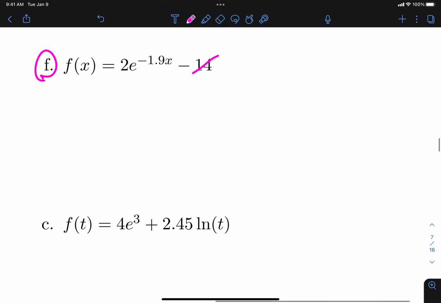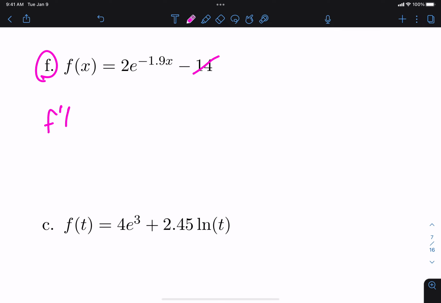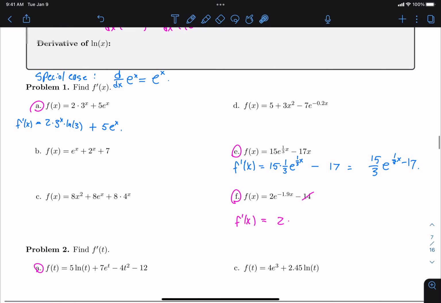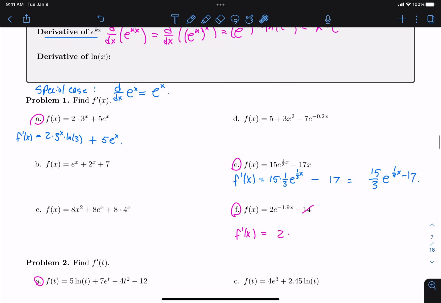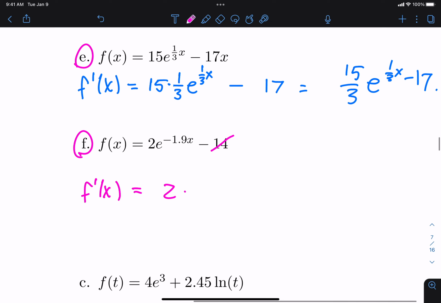We can still get rid of the 14, but then we would say the 2 is going to hang out. The rule for e to the kx says it's k times e to the kx. So you multiply down by whatever is the factor of k, and then you rewrite the exponential. So I'm going to write negative 1.9, and then e to the negative 1.9x. Okay? So we have to identify and be a little bit careful about what rules I need to use.